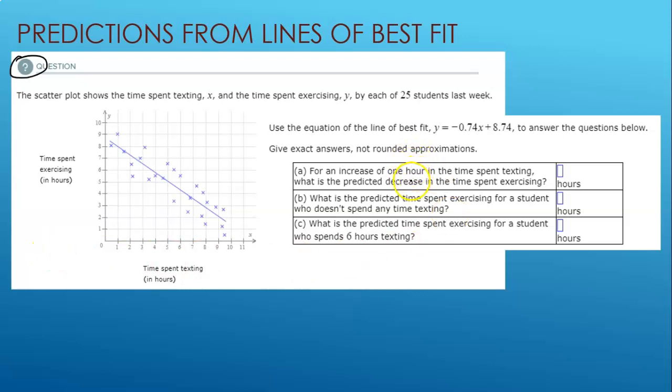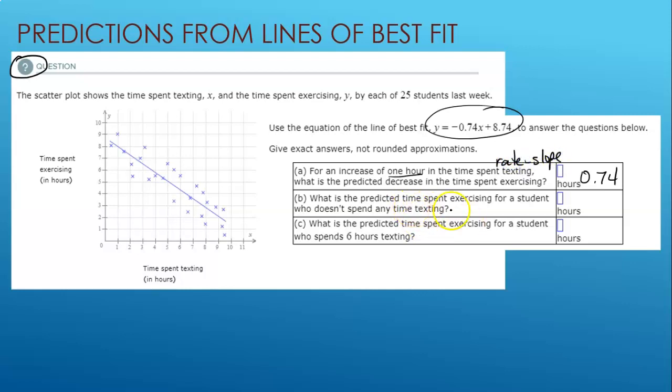So for an increase of 1 hour in the time spent texting, what is the predicted decrease in the time spent exercising? Again, that's a comparison of two things. You are comparing an increase in 1 hour to a decrease. So you are decreasing by 0.74 because this is a rate. This is your slope.